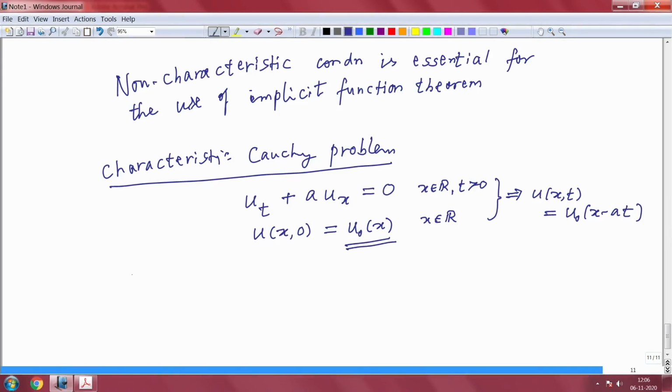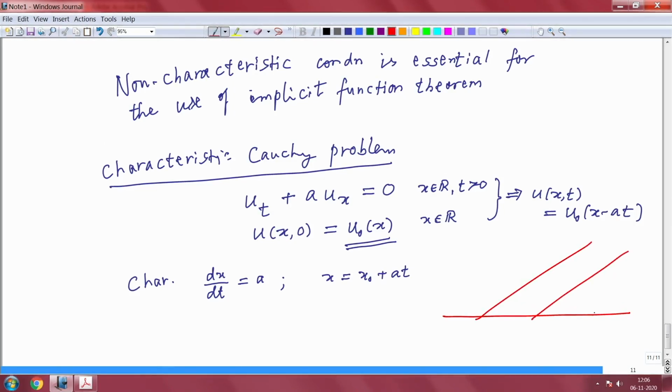So, what are the characteristics here? The characteristics are simply given by dx by dt equal to a. So, they are straight lines. So, x is equal to x0 plus at. Okay, so, let me just draw that. Suppose a is positive. So, these are the straight lines with slope. So, this is x axis and this is t axis.